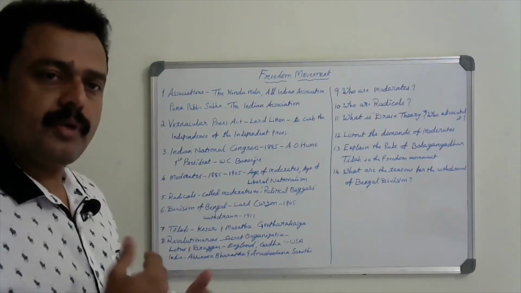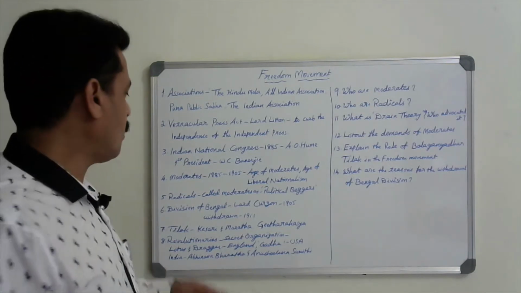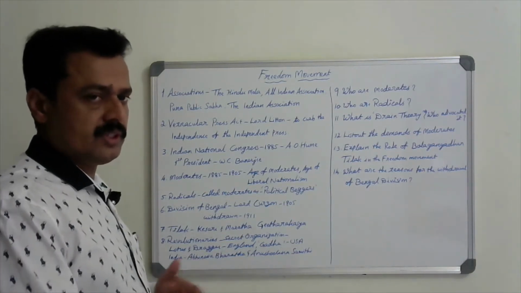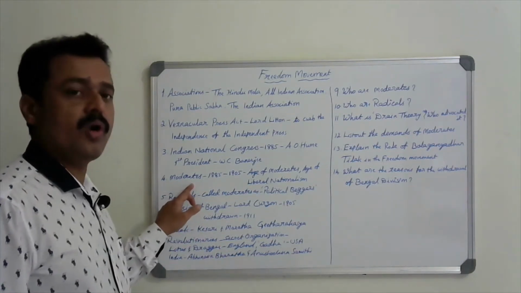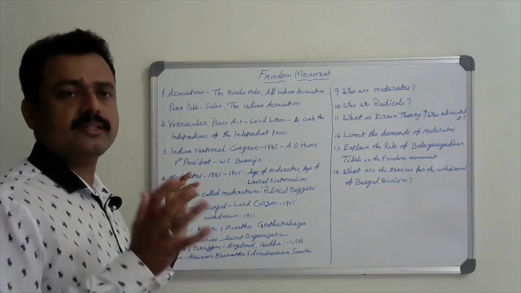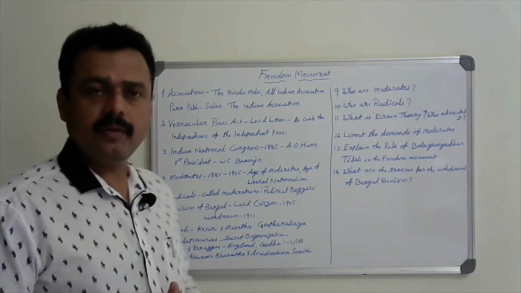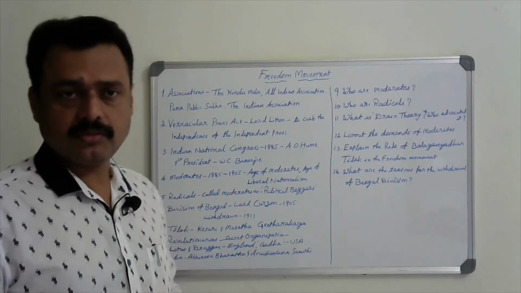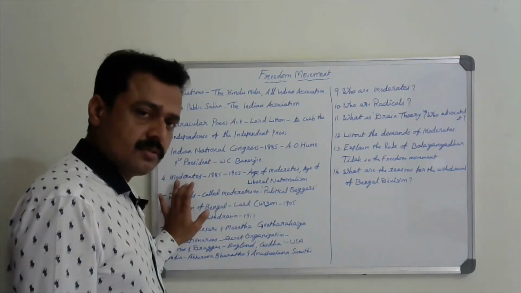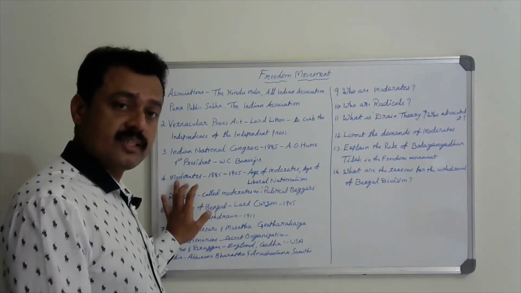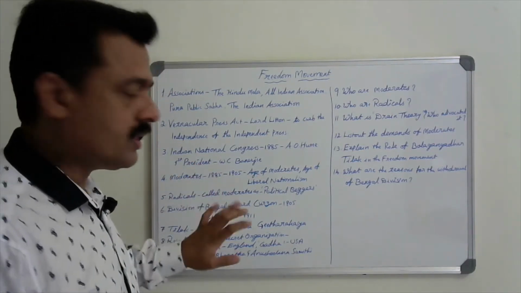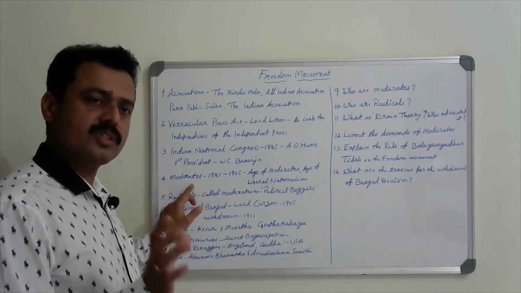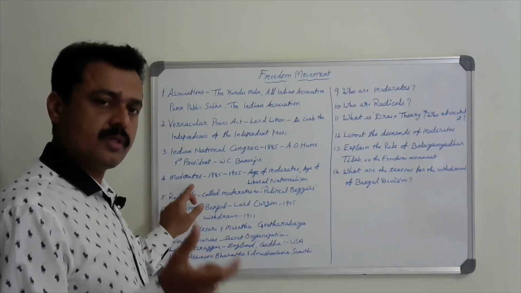In the Congress, there were many groups. In the beginning, no problem at all; all were Congress members up to 1905, and then they divided. So, moderates. Who are moderates? The Congress leaders who believed in bringing about political changes through constitutional means. They follow a soft stance. The Congress leaders who followed a soft stance are called moderates. So anytime you can write this.